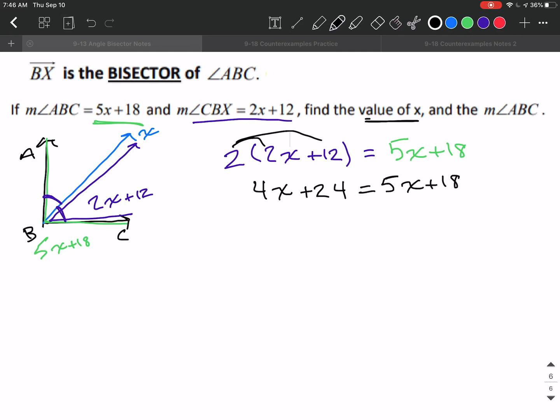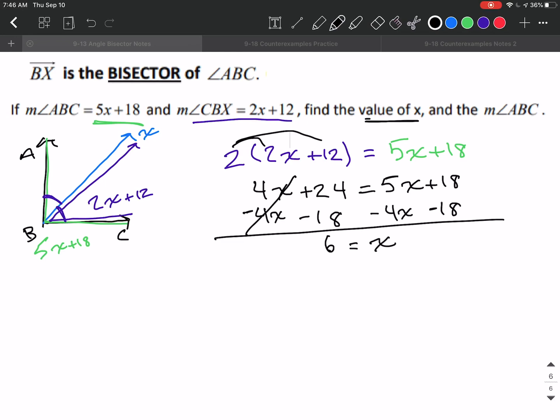So now I'm left with variables on both sides. I need to get my x's on one side, my constants on the other. So here I'm going to subtract 4x, and I'll subtract 18 from both sides. So my 4x and 4x cancel. 24 minus 18 leaves me 6. 5x minus 4x leaves me x. 18 minus 18 cancels. So I'm left with 6 equals x. So there's the first part. I found the value of x. And now the last part, I need to find the measure of ABC.